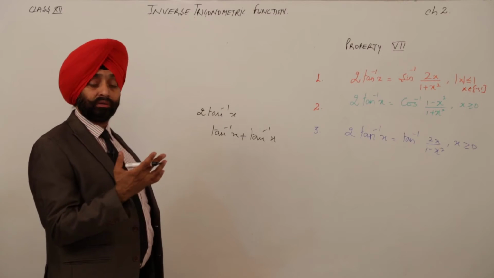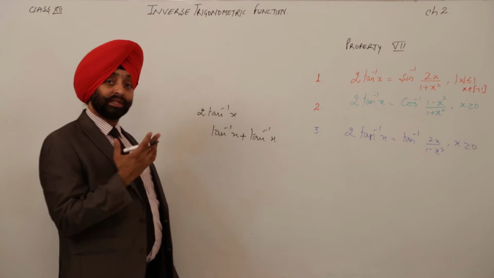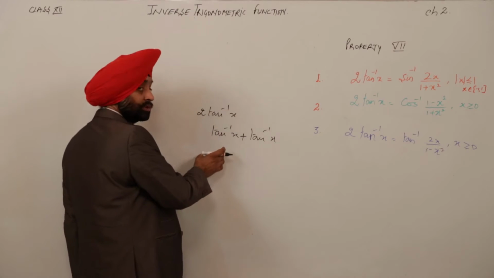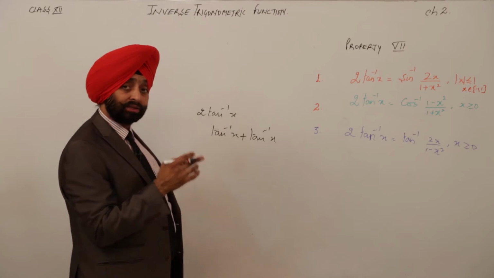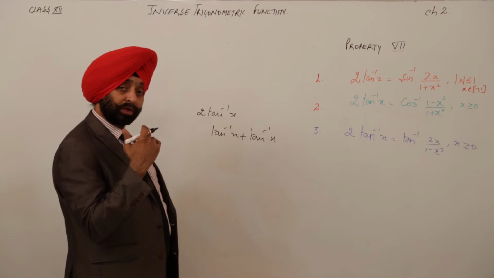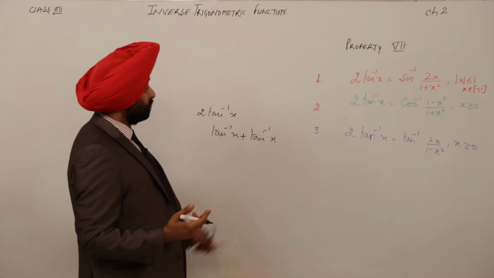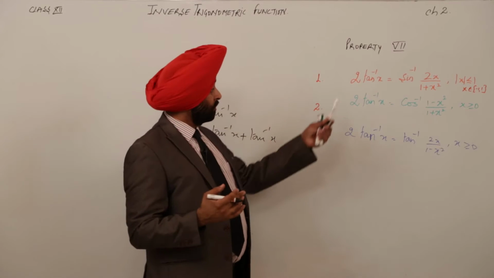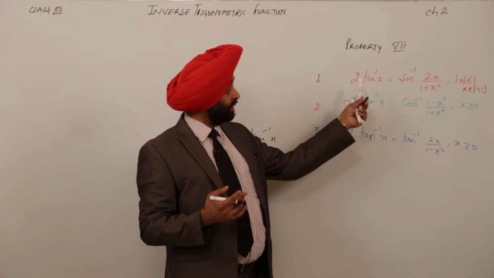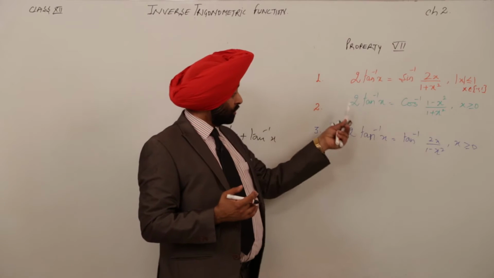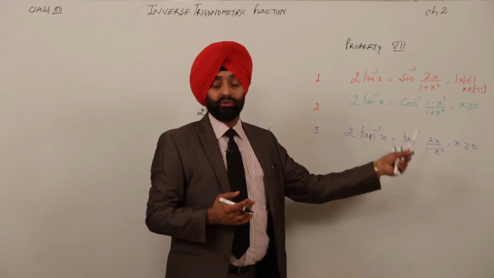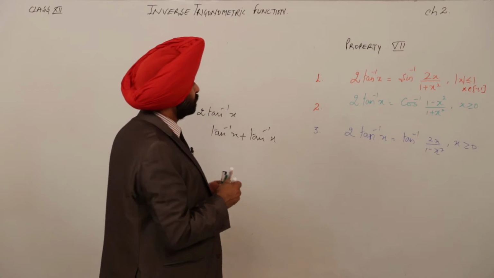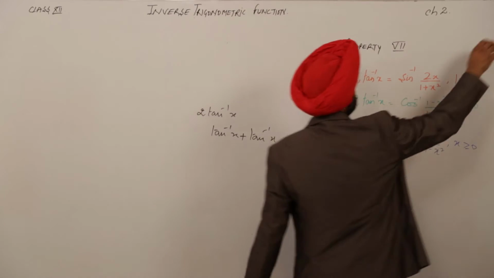What to do if we want the same question in sine? We can convert tan inverse x into sin inverse x, then we can apply the property for the sine. So, to convert 2 tan inverse x into sine, we use this term. 2 tan inverse x into cos, we use this term. 2 tan inverse x into tan, we use this one. Now, let's prove these properties.